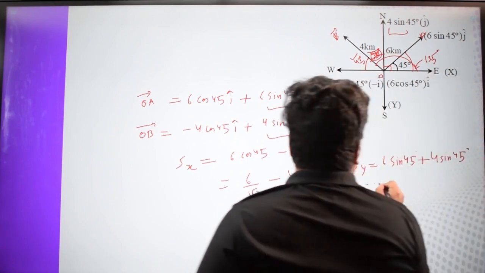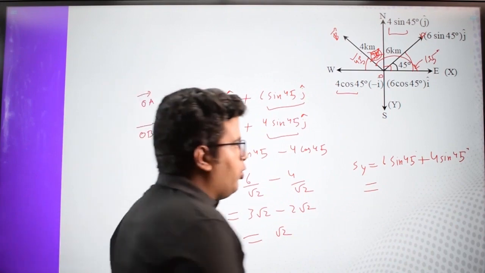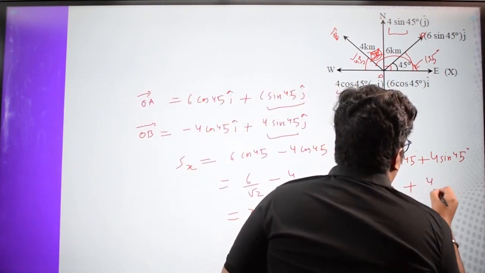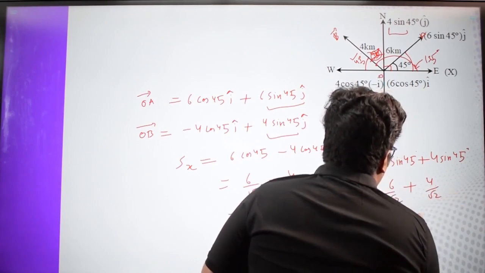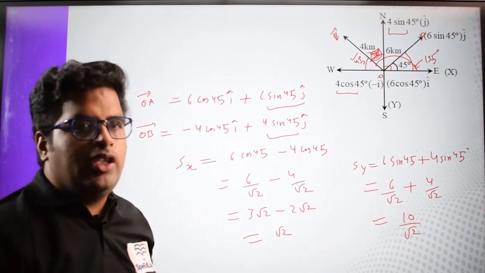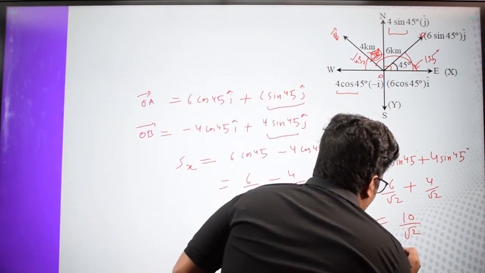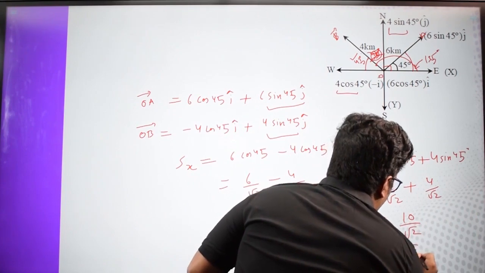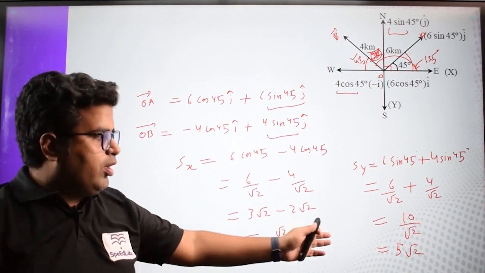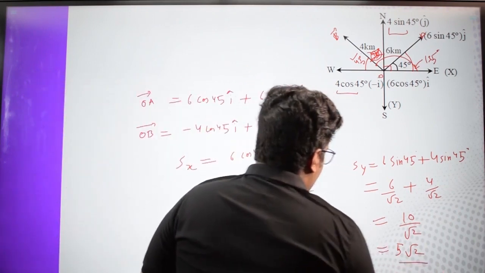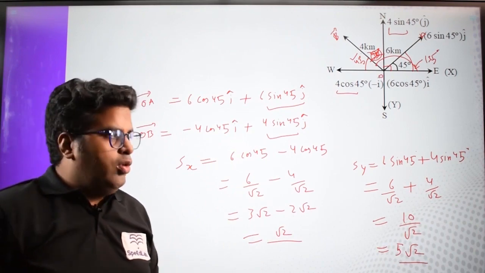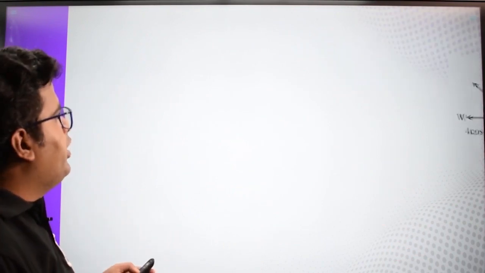Once we solve this, the value of sin 45 is 1 by root 2. So we'll have 6 by root 2 and again 4 by root 2. So ultimately we are going to have 10 by root 2. Now 10 by root 2 can in fact be written as 5 root 2. So that will be the displacement along the y-axis, meaning how much is it towards the north? 5 root 2. And if we look towards the east, that is going to be your root 2. I hope it is clear. So we are done with this.